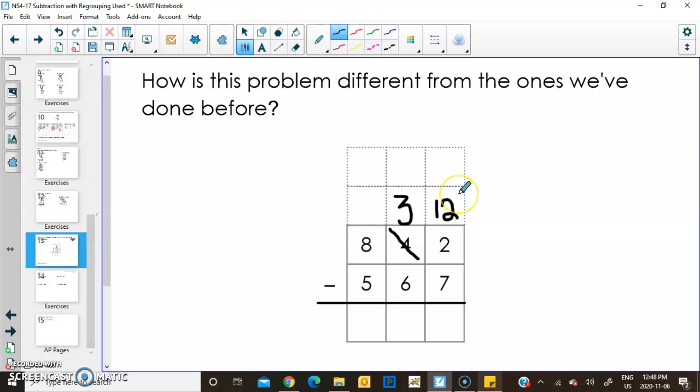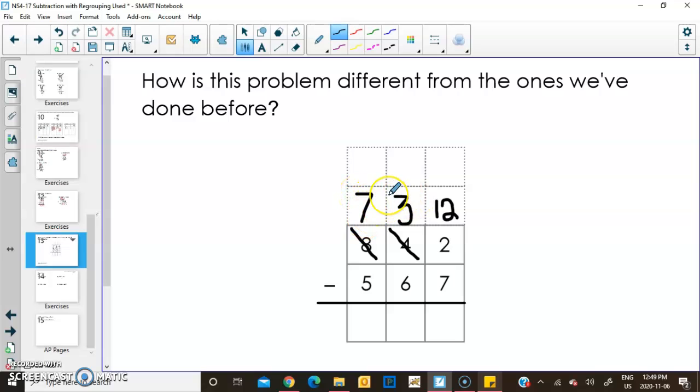Very good. Okay, let's see if we need to regroup anymore. So if I have 12 cookies, can I give away 7? Yeah. Okay. If I have 3 cookies, can I give away 6? No. So I need to regroup again. But this time I'm going to regroup the hundreds. So I'm going to take 1 hundred and regroup it to 10 tens. Okay, so 8 hundreds minus 1 hundred equals 7.